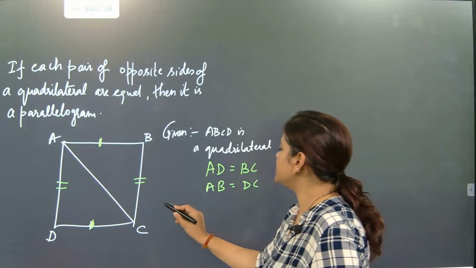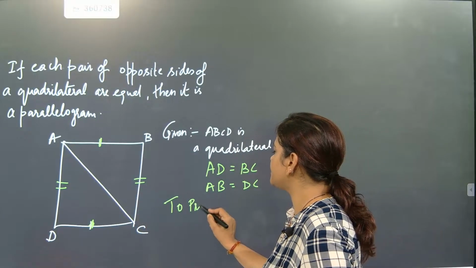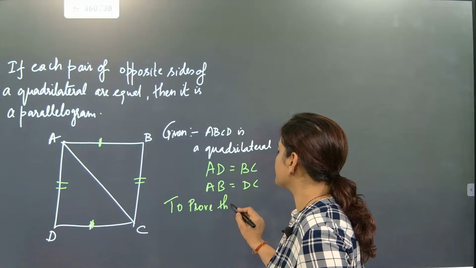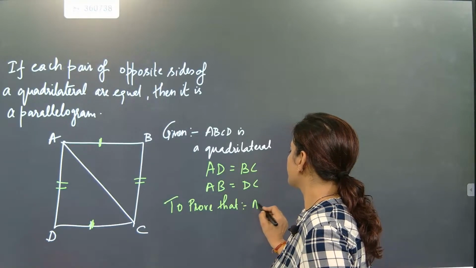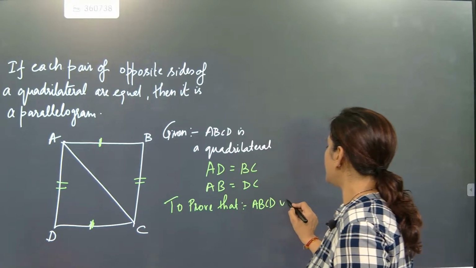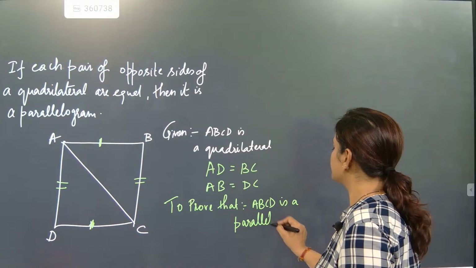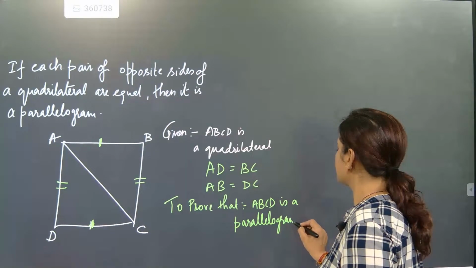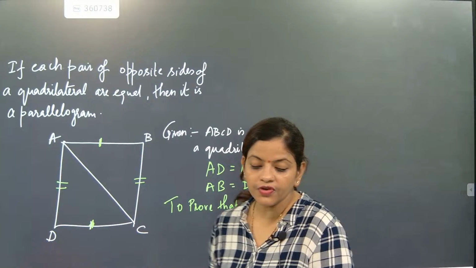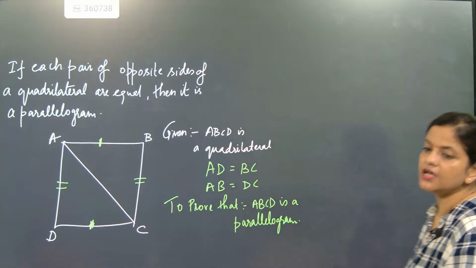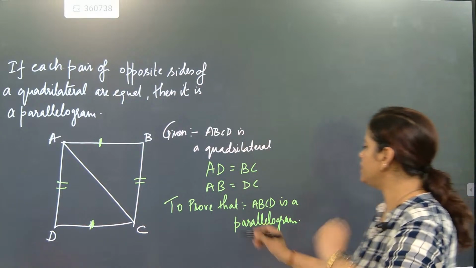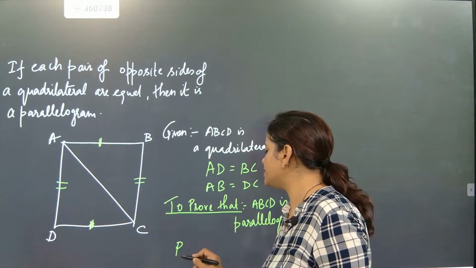Okay? So it is given. Now to prove that ABCD is a parallelogram. So what we need to prove here? ABCD is a parallelogram. So now we need to prove it. We'll start the proof.